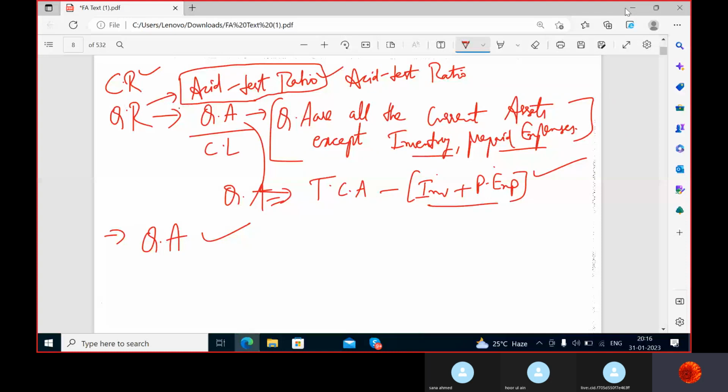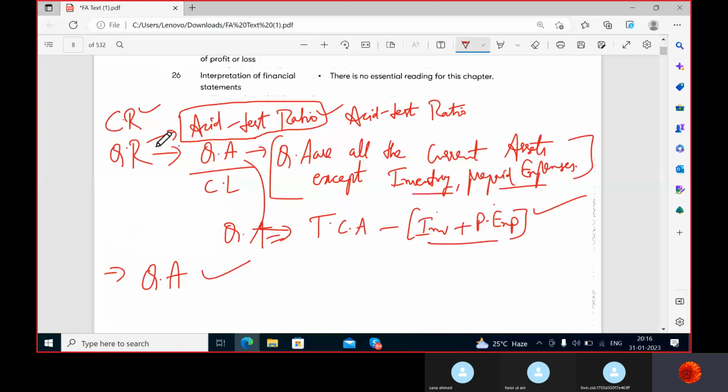So yesterday we started with current ratio. Today we are going ahead and starting with quick ratio. We are continuing our class and going deeper into the liquidity aspect. We are checking the liquidity position. Yesterday we checked the liquidity position of Geo company with the help of current ratio. Today we will check it with the help of quick ratio.